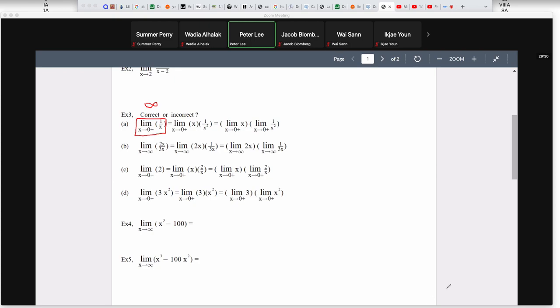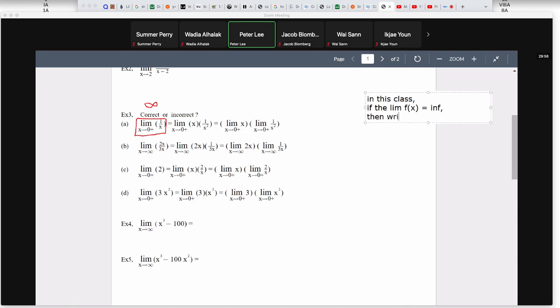By the way, in this class, if the limit of f of x equals infinity, then in this case, write infinity.